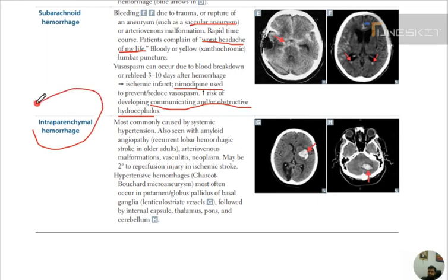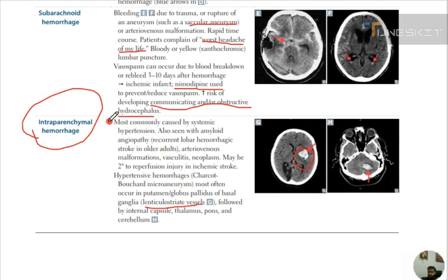Intraparenchymal hemorrhage, very important. So let us suppose we are sitting in the emergency department in a hospital and a patient comes to you and the attendant says that the patient had hypertension, and after that he had gradual loss of power on a single side or multiple sides of the body, and you have a CT scan of the patient and you see this type of lesion, then most probably it is intraparenchymal hemorrhage, which is due to hemorrhage in the lenticulostriate vessels.